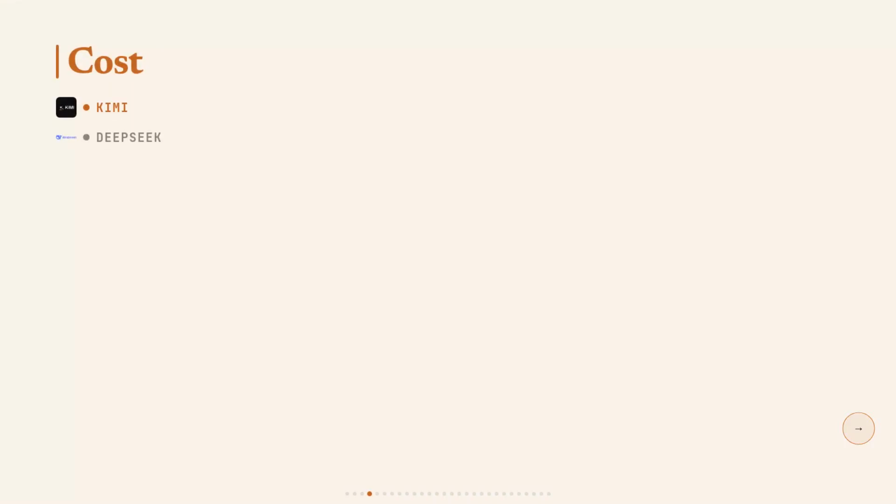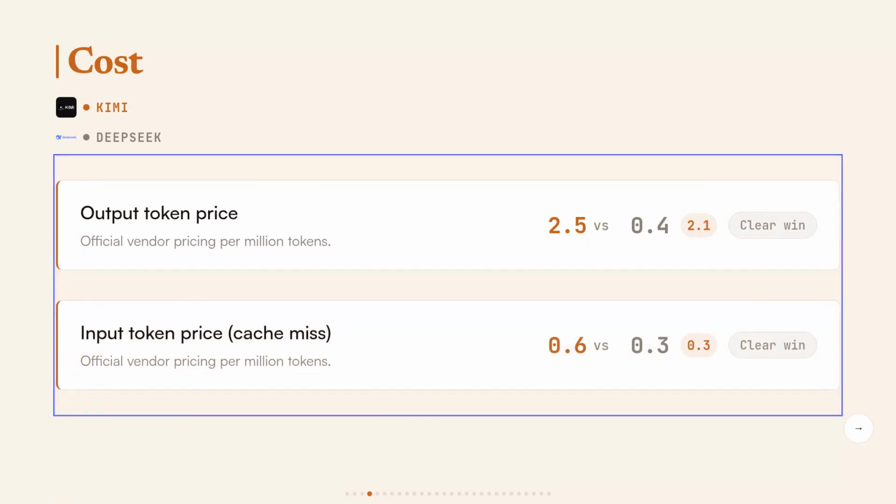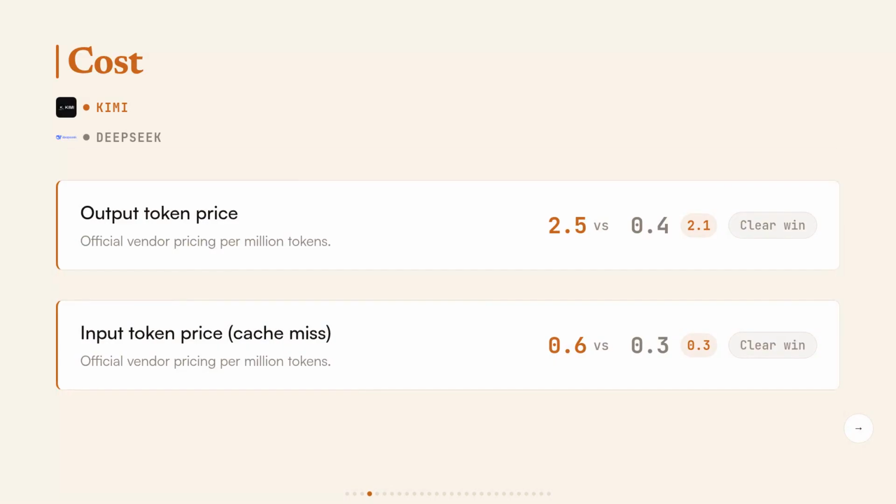I pulled both official pricing pages, and the numbers aren't close. Kimi charges $2.50 per million output tokens. DeepSeek charges 0.42, which is about 6 times cheaper, and that's straight from the vendor docs, not a community estimate. On cache-hit input tokens, DeepSeek is 5 times cheaper too, so the gap holds across the whole pricing stack.